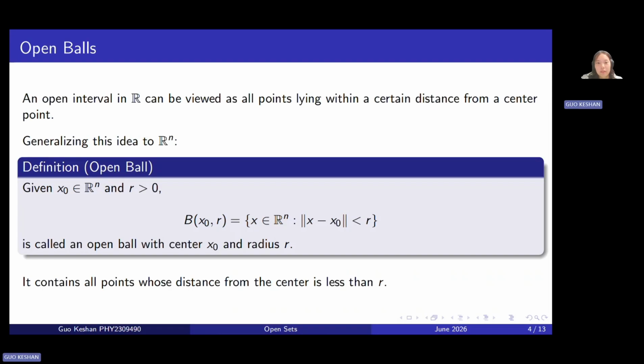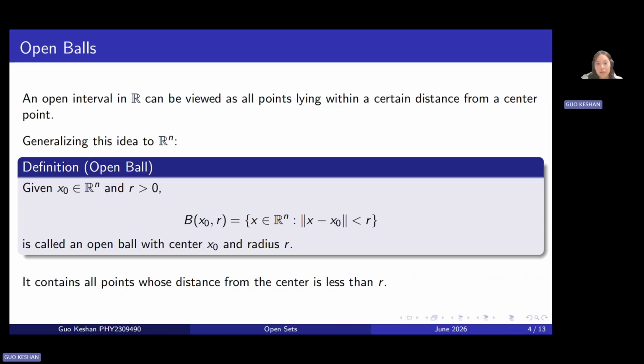We begin with the definition of an open ball. In one dimension, an open interval can be viewed as all points within a certain distance from a center point. We generalize this idea to higher dimensions. Given a center x0 and a positive radius r, the open ball consists of all points whose distance from the center is less than r.